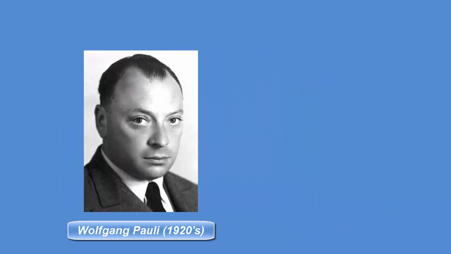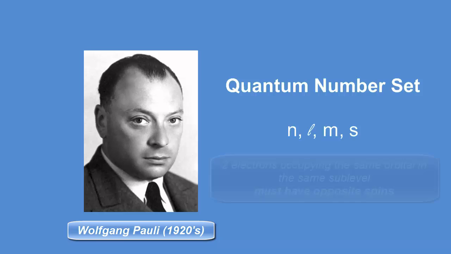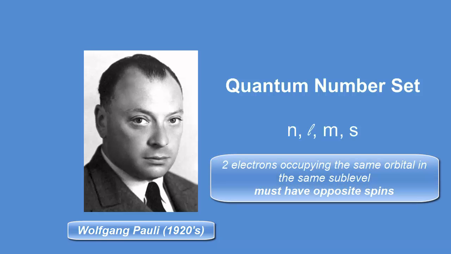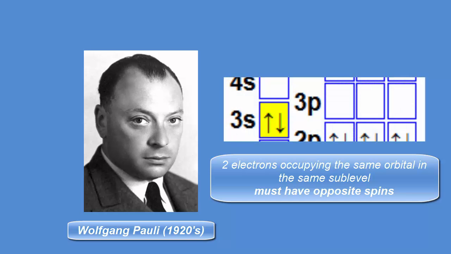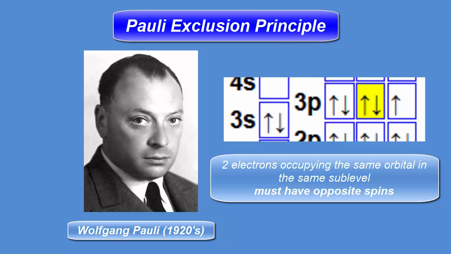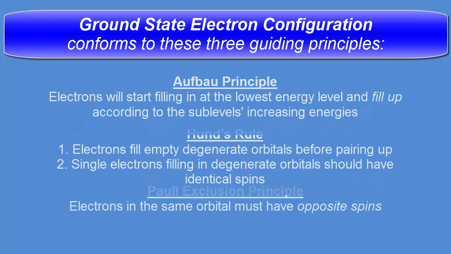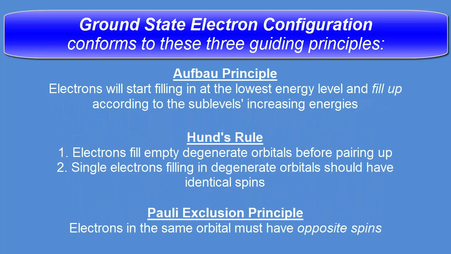Also in 1925, Wolfgang Pauli showed that no two electrons' quantum number sets, used for identifying individual electrons, can be exactly identical. Essentially, this means that when two electrons need to occupy the same orbital in the same sublevel, they must have opposite spins. This is referred to as the Pauli exclusion principle. When electrons are distributed in accordance with these three guidelines, we have what is referred to as the ground state electron configuration.